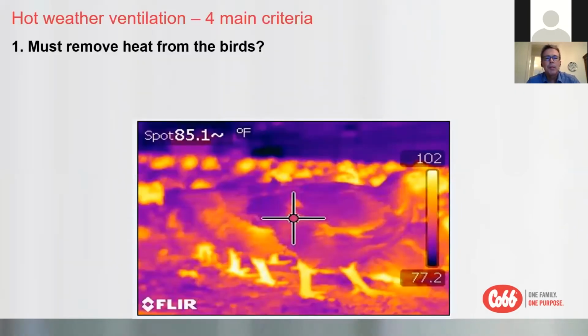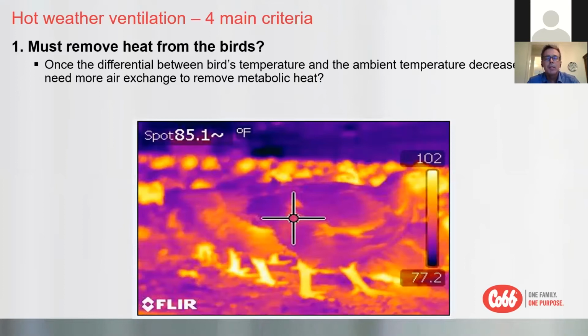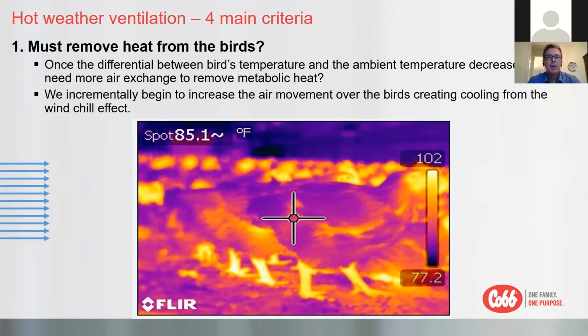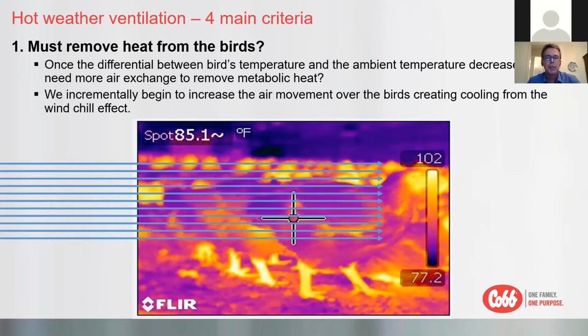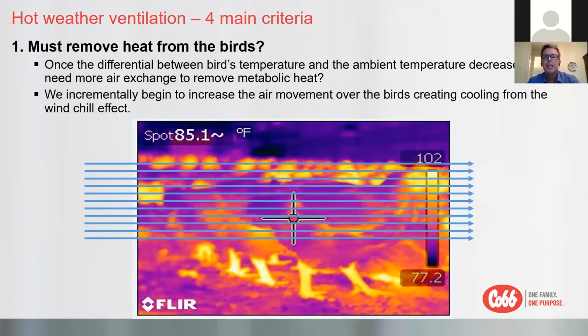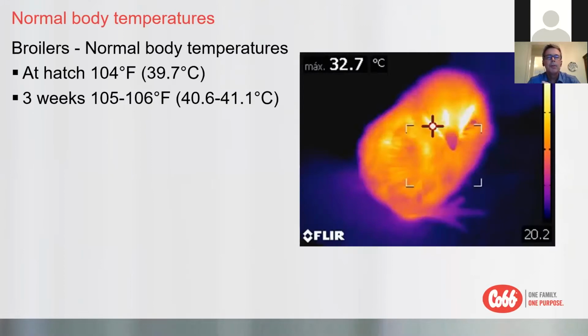The most important part is removal of heat. We know that once the temperature difference between the chicken's body temperature and the surrounding air temperature becomes smaller, we need to remove more heat. How do we do that? We use what we call the wind chill effect. We incrementally increase air movement to create this wind chill effect to remove the metabolic heat from the bird. We know the surface temperatures of the chicken at hatch are going to be somewhere close to 39, 40 degrees C, and an older bird's is slightly higher.